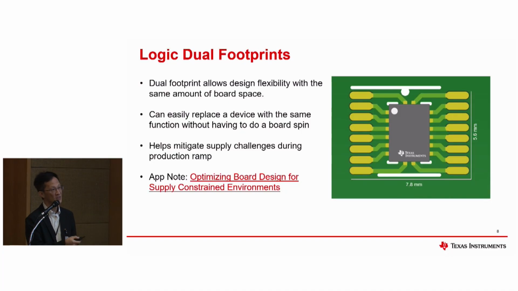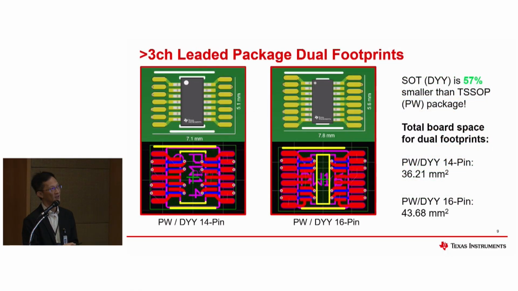So the next few slides will share with you the various dual footprints in terms of those more than 3 channel. When I say ladder here, it's talking about those DIP frames. This is a comparison of our smaller package, the SOT, versus the standard PW, which is a TSSOP. You can look at this 14-pin TSSOP and a 16-pin TSSOP. The space area for 14-pin and 16-pin is 36 and 43. If you look at our SOT packages, you can see a saving of up to 50%. So we have 2 packages in a single PCB design. This is what we mean by the dual footprint.